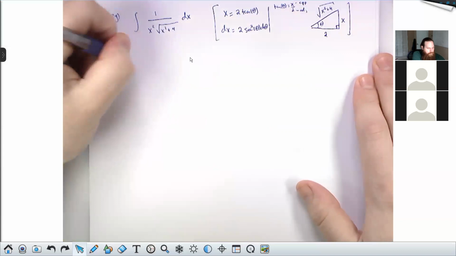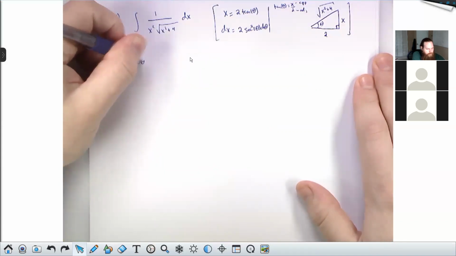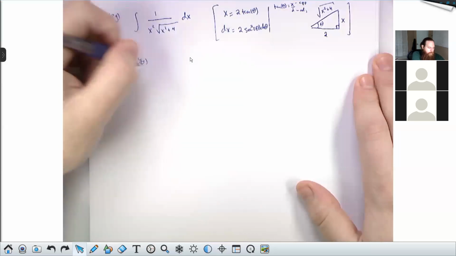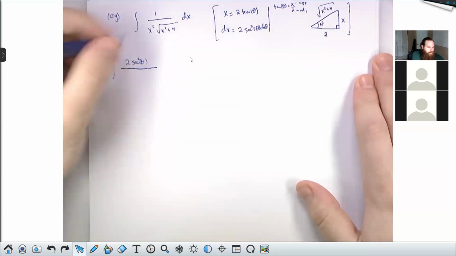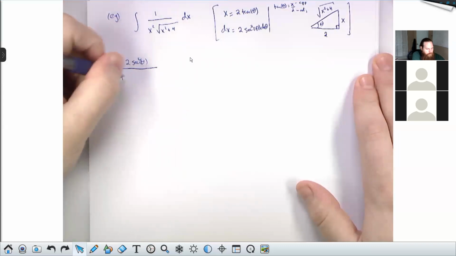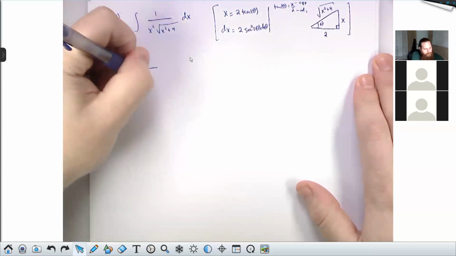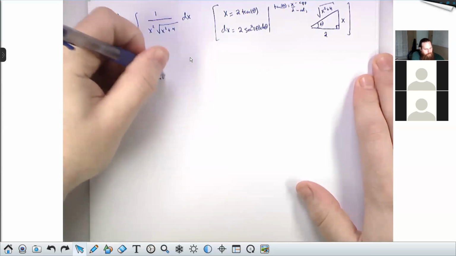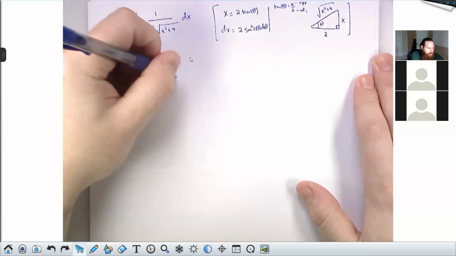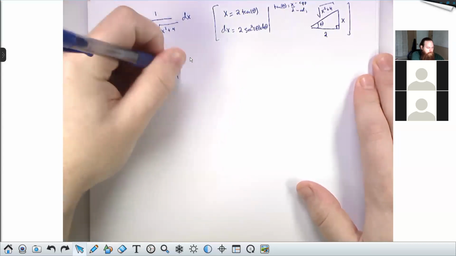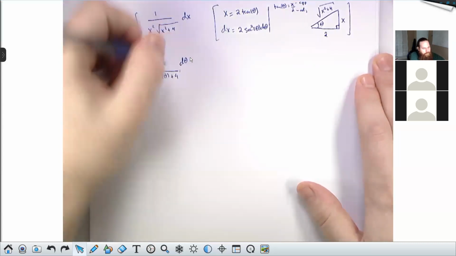dx is 2 secant squared theta. I'll put my d theta at the end there. x squared is 4 tan squared theta. And that square root is 4 tan squared theta plus 4. And then my d theta chilling.